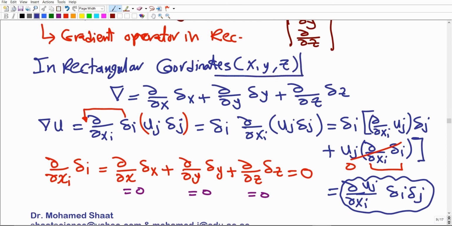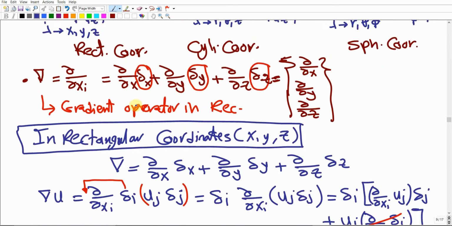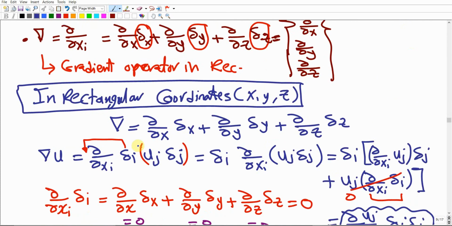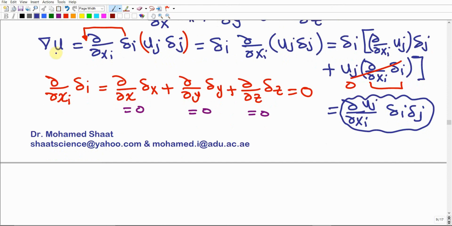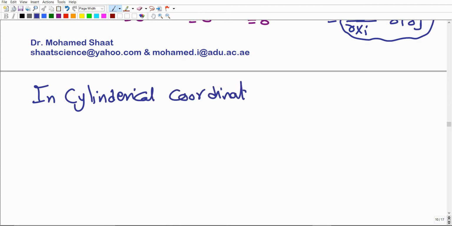But in spherical or cylindrical coordinates, there is a derivative of the unit vector. Here, for the cylindrical coordinate, there is a derivative for the unit vector. The same thing holds for the spherical coordinate. So that's why this term should be considered when we derive the gradient of a vector in cylindrical or spherical coordinates, as I'm going to show you. So for example, let us work in cylindrical coordinates, which are r, theta, and z.